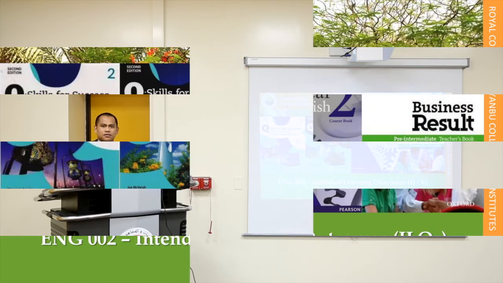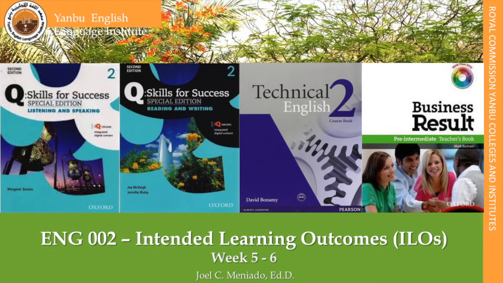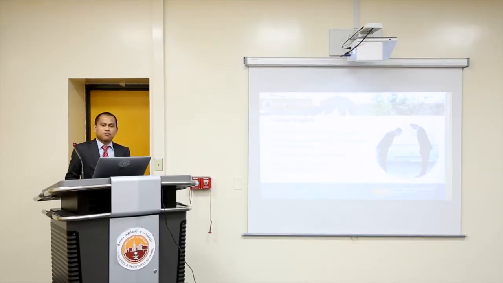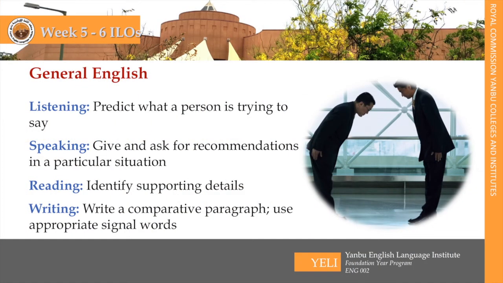Today I'm going to talk about the intended learning outcomes, or ILOs, of English 002 for weeks 5 and 6. English 002 has three components: General English, Technical English or Workplace English, and Grammar and Vocabulary. For General English, you should be able to predict what a person is trying to say, give and ask for recommendations in a particular situation, identify supporting details in a text, and write a comparative paragraph using appropriate signal words.